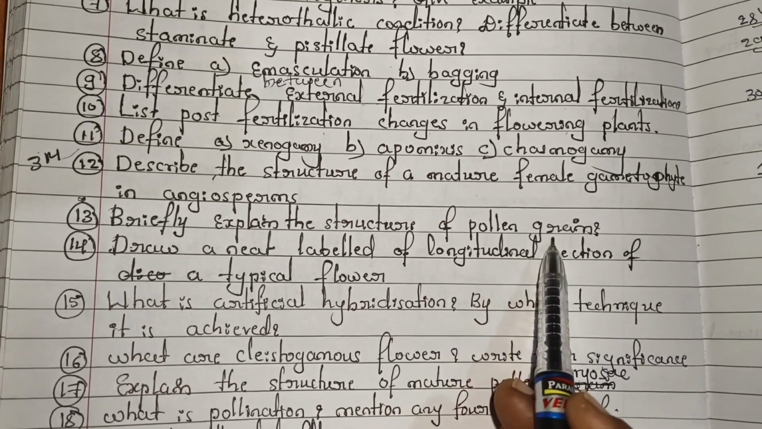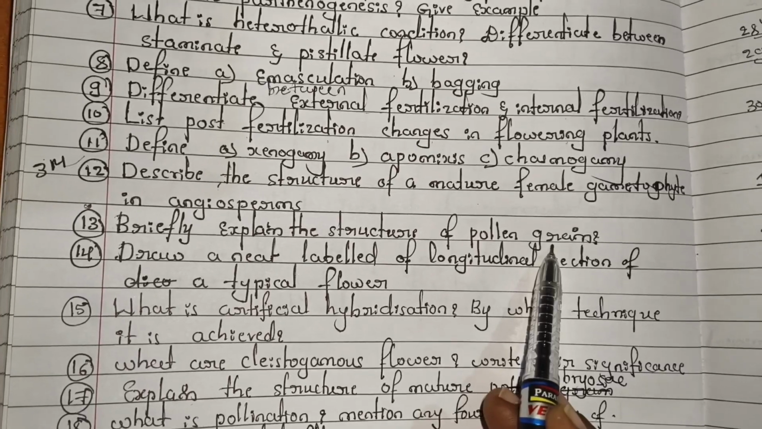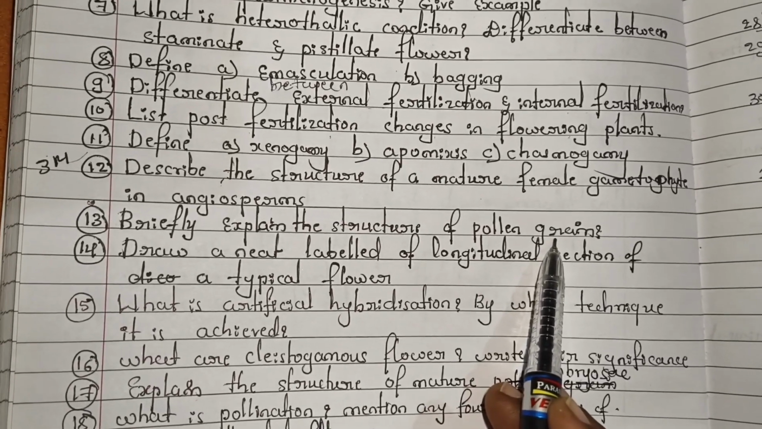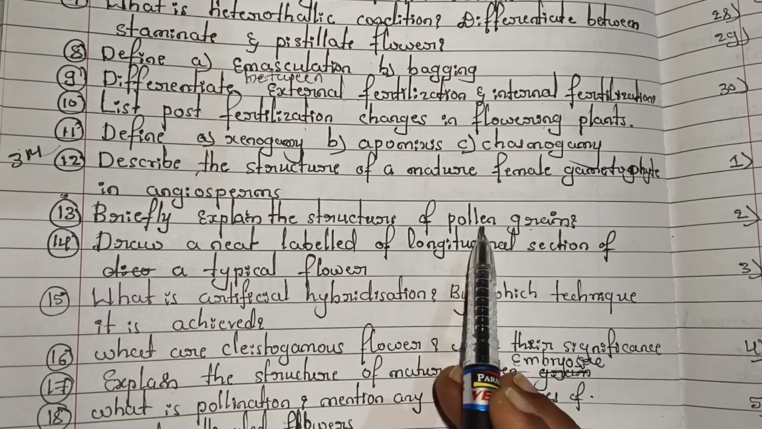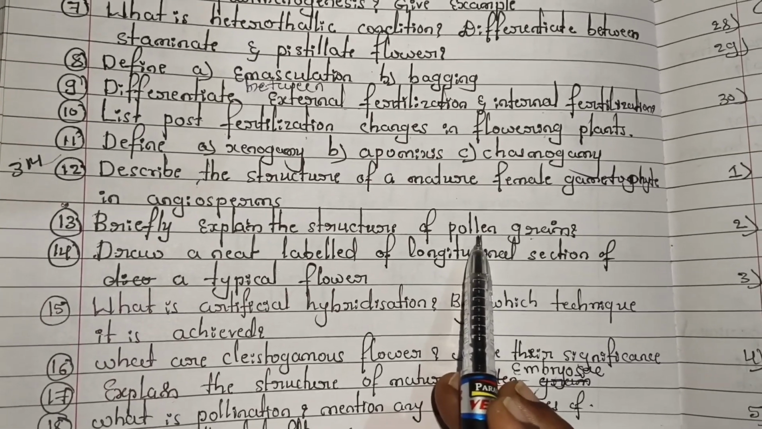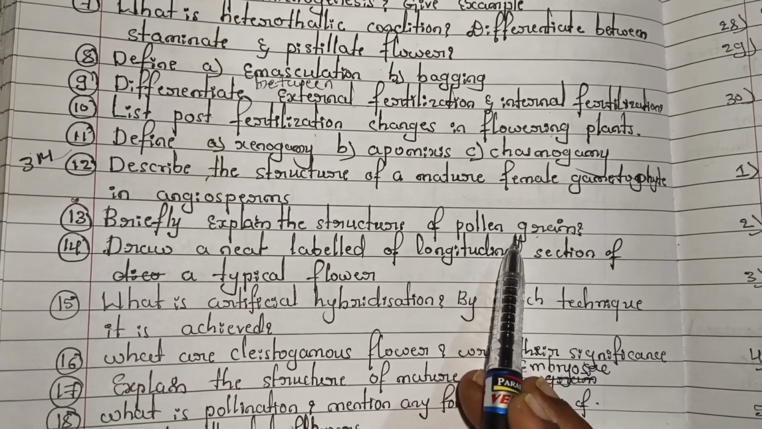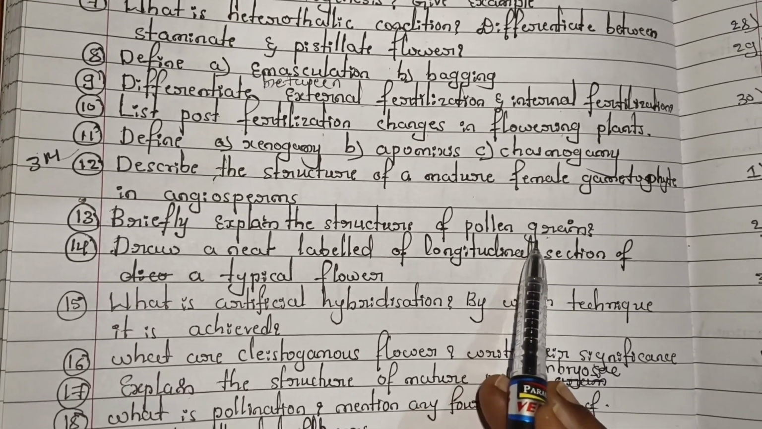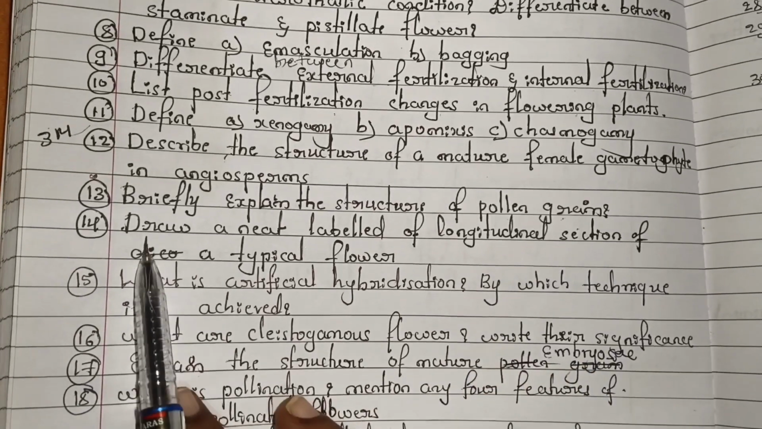You have to write the structure of the pollen grain. The outermost layer of the pollen grain is called exine, the inner layer is called intine, and the outermost exine is made of sporopollenin. In a certain region the exine is absent; that portion is called the germ pore. It is helpful for the development of the pollen tube. At the center there are 2 nuclei. Like that you have to write.